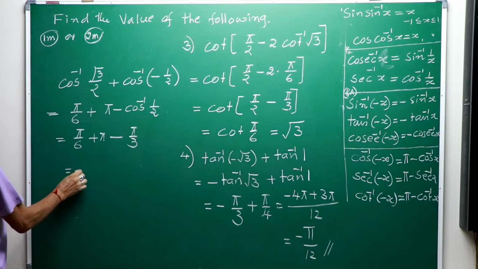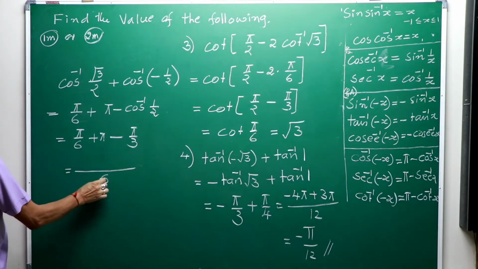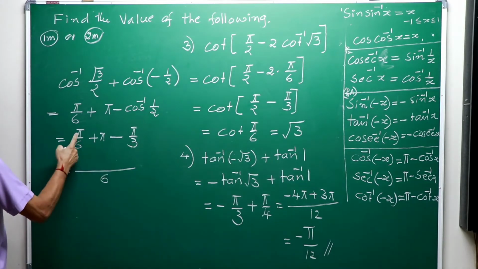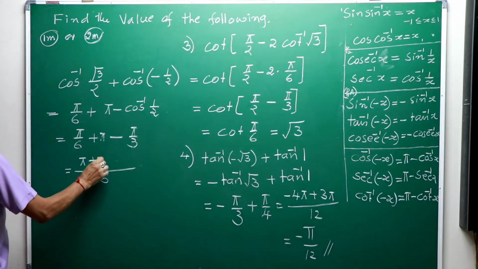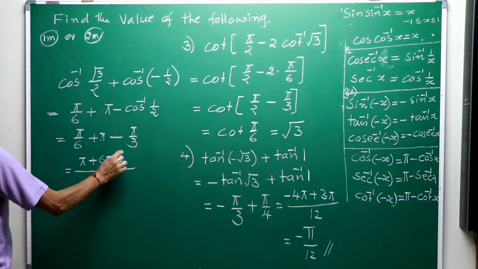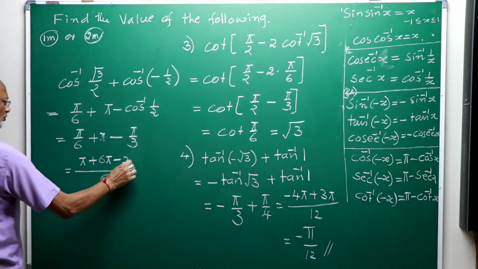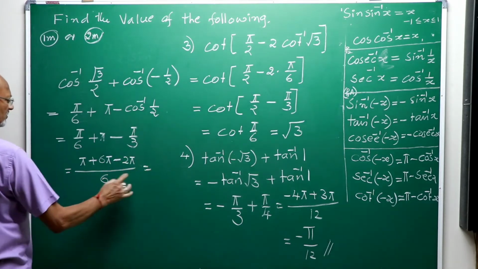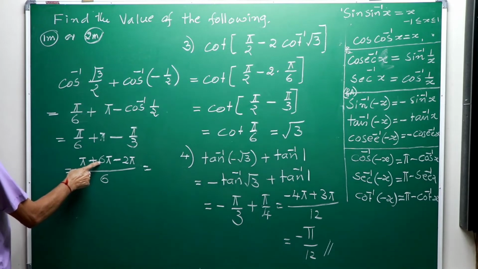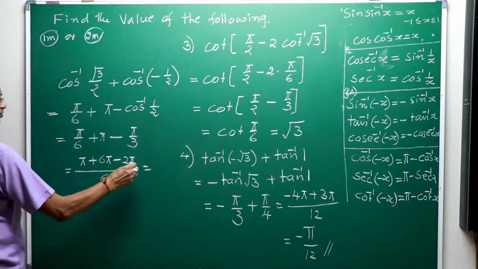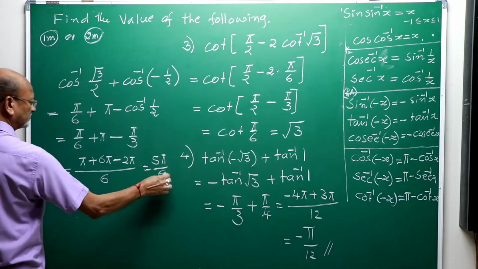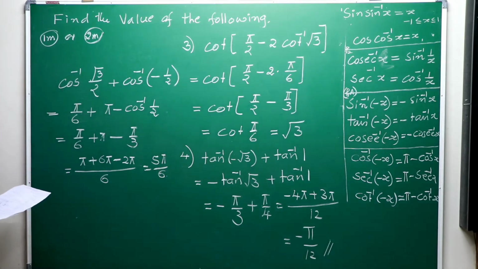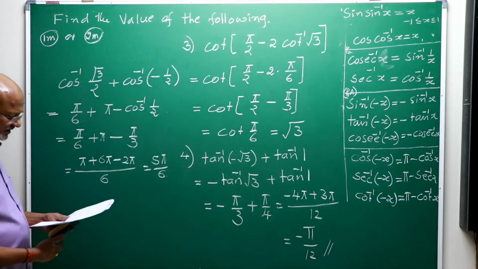Yes, if you wanted to simplify, LCM 6, what is it? Pi plus 6 pi cross minus 3 2 pi. My friends, 6 plus 1, 7 minus 2, 5. 5 upon 6. Yes. This we can do. Right.